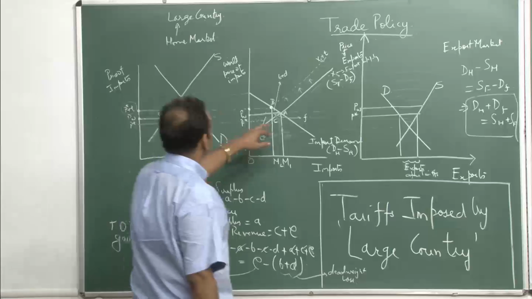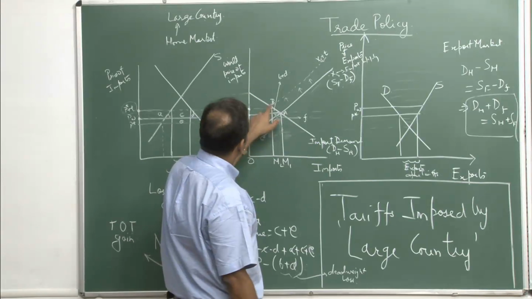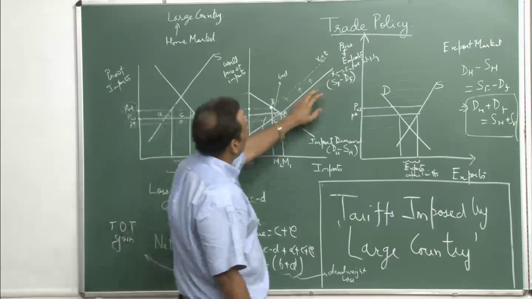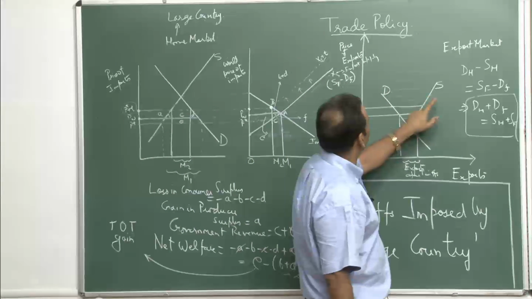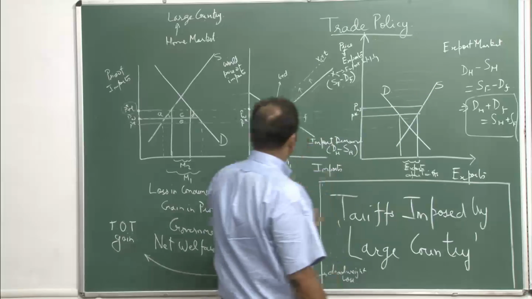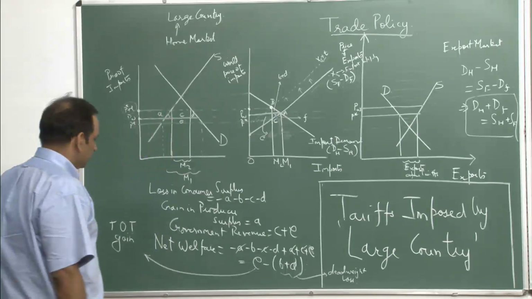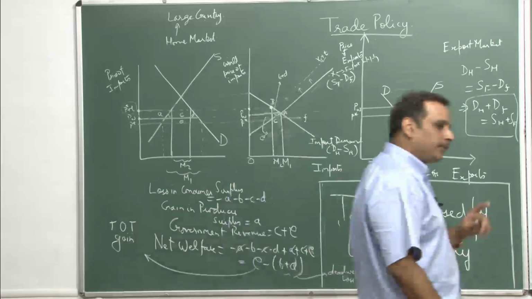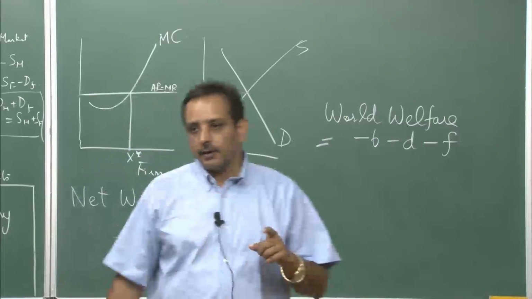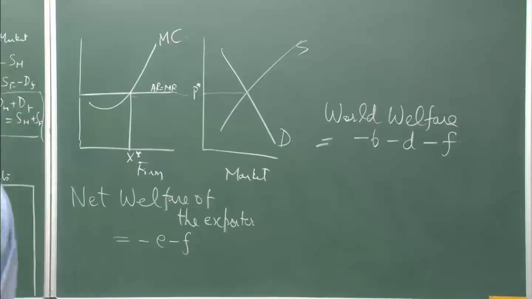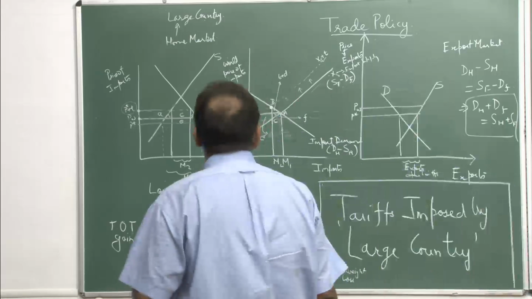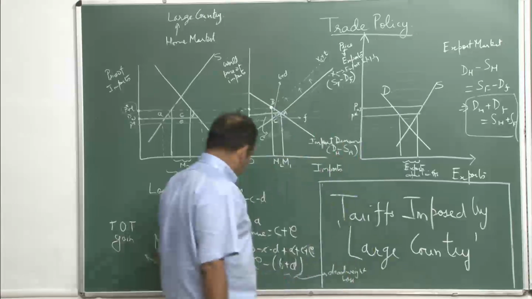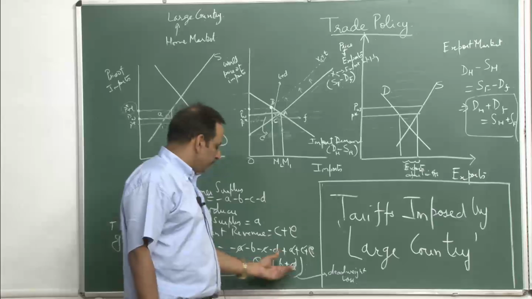That is the world demand. This import demand is the demand which is coming from here. Export supply, this is coming from the export market. So, you see this result. When the tariff was imposed by the small country, the net welfare was minus B minus D, and when it is imposed by the large country, the net welfare for the home country is E minus B plus D.